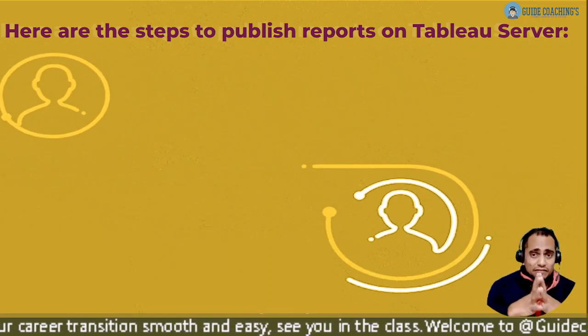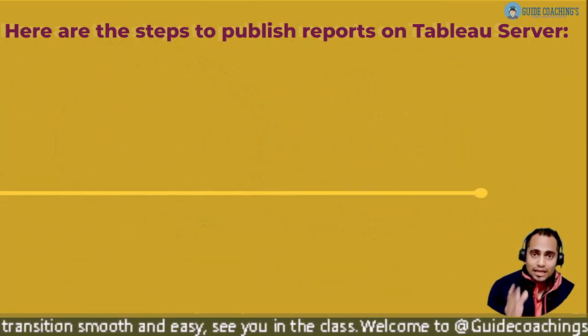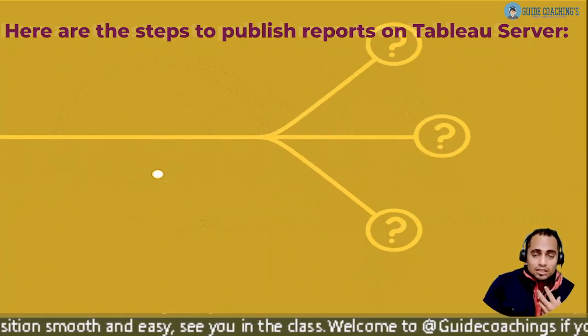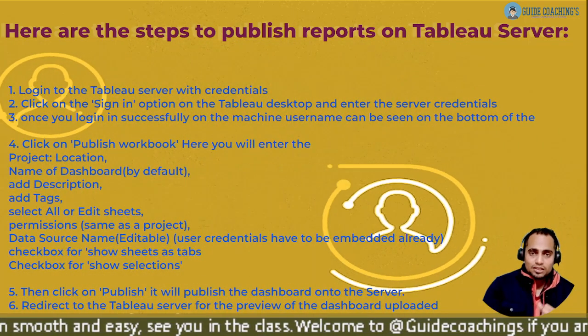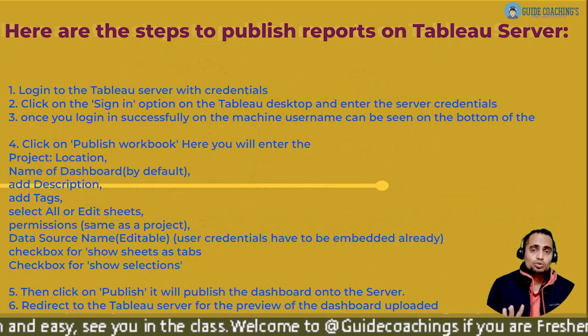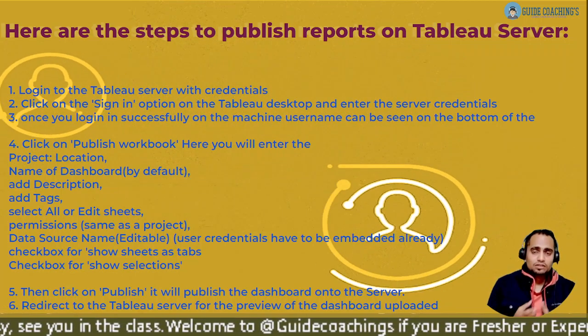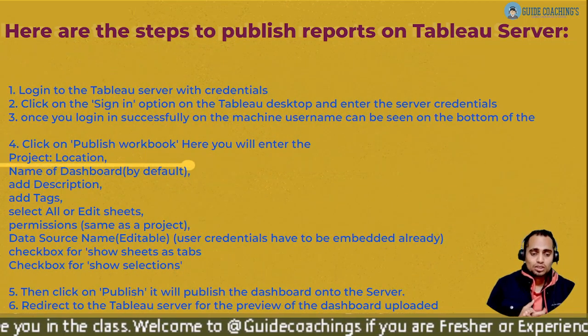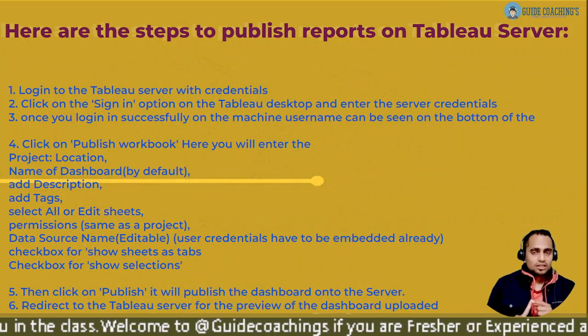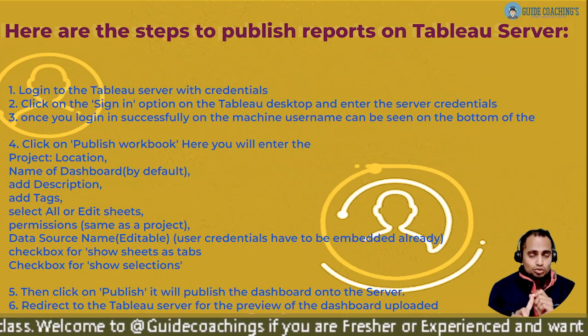Now we will quickly see the steps, and to remember it, I have written it down so that it will be easy for you to explain during the interview. So the first step, total 6 steps involved into the publishing reports onto the Tableau server. Okay, the first one is logging into the Tableau server with credentials. Okay, with valid credentials, you need to, first of all, you need to log into the Tableau server.